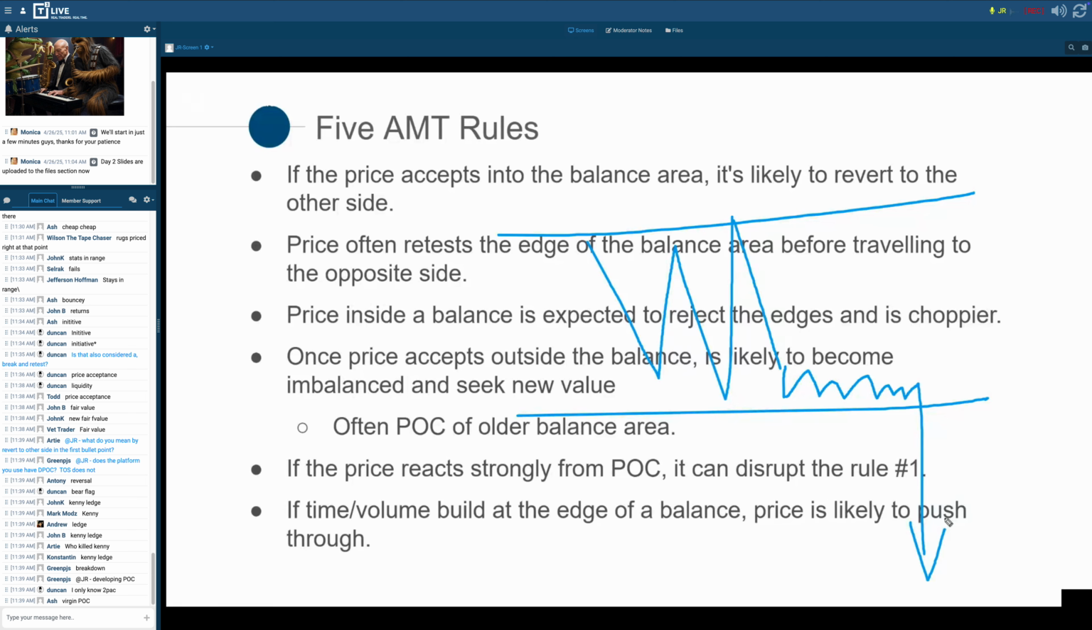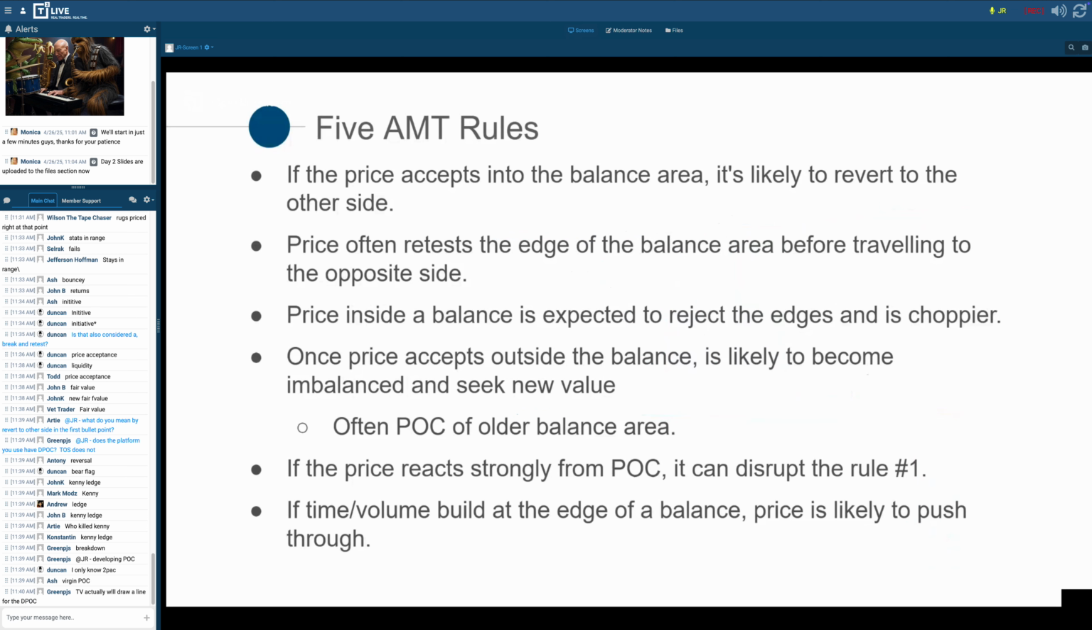What do you mean by revert to the other side in the first bullet point? Rotate between value area high and value area low. That's the meaning of that.